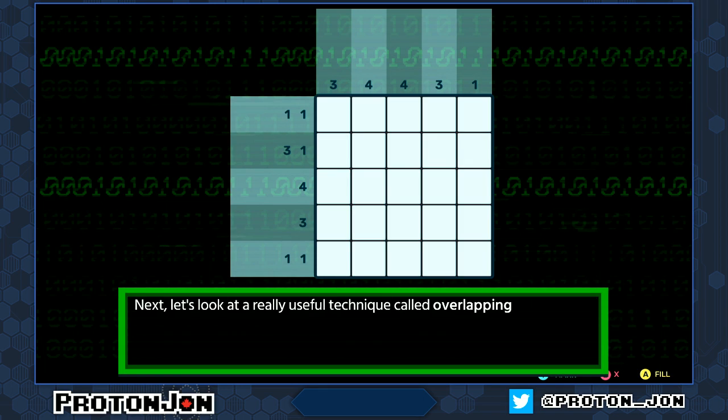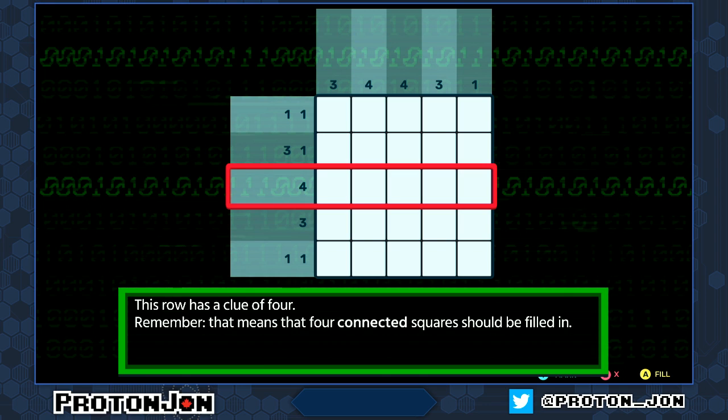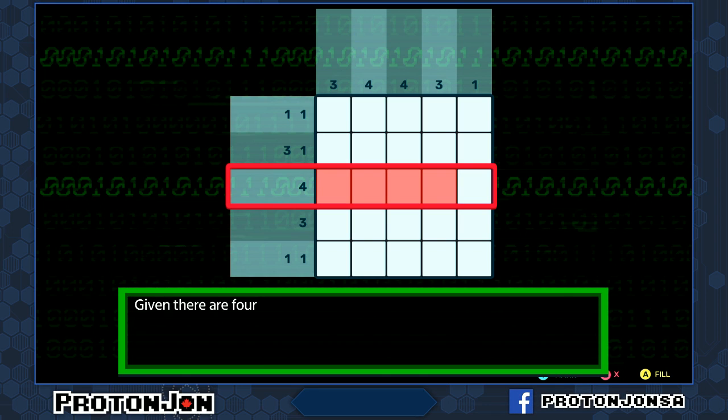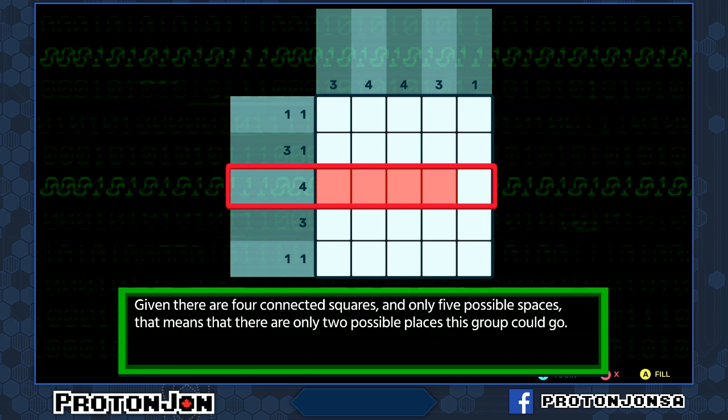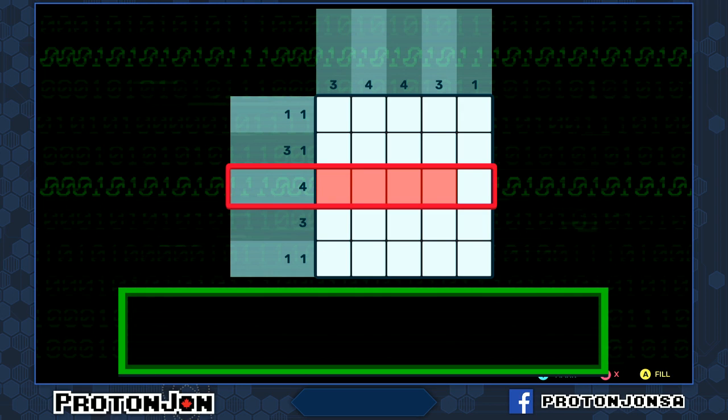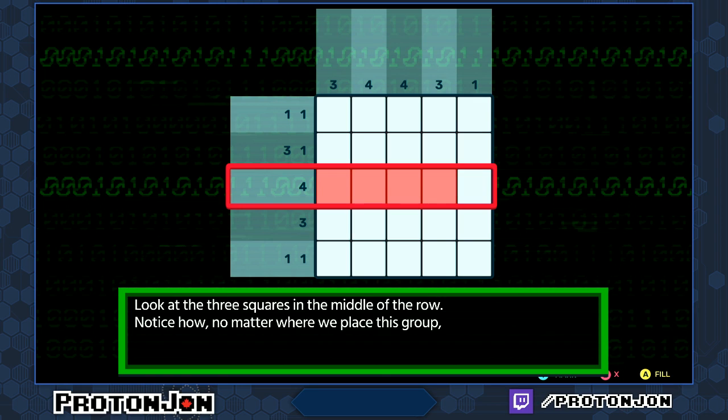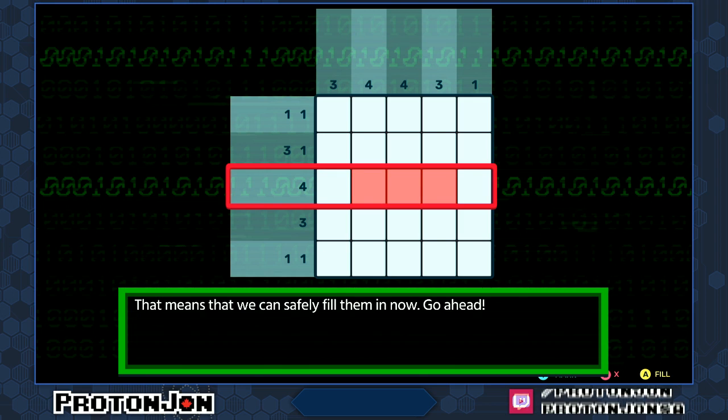Alright, time to learn about overlapping. This row has a clue of 4. Remember, that means 4 connected squares should be filled in. And given there are 4 connected squares and only 5 possible spaces, that means there are only 2 possible places that this group could go. Look at the 3 squares in the middle of the row. Notice how no matter where we place this group, the 3 squares are always filled. That means we can safely fill them in now. Go ahead.